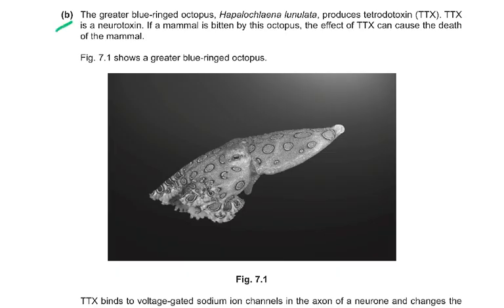Now coming to the B part of the question, the greater blue-ringed octopus, Hapalochlaena lunulata, produces TTX, tetrodotoxin. TTX is a neurotoxin. If a mammal is bitten by the octopus, the effect of TTX can cause the death of the mammal. Figure 7.1 shows a greater blue-ringed octopus.